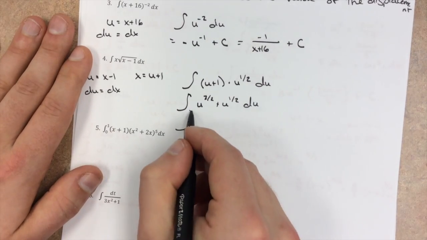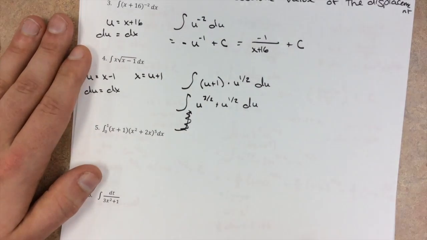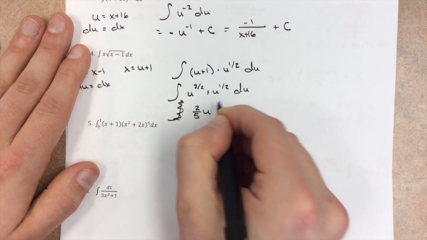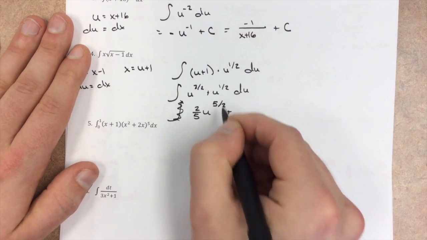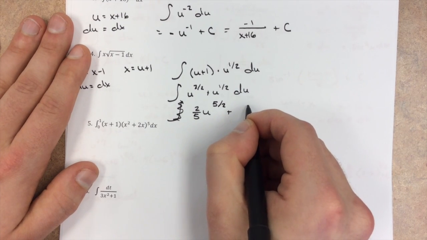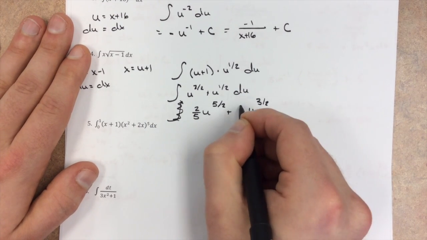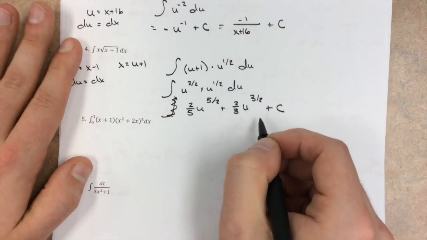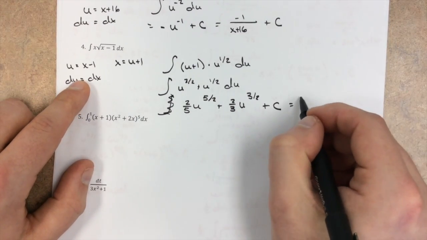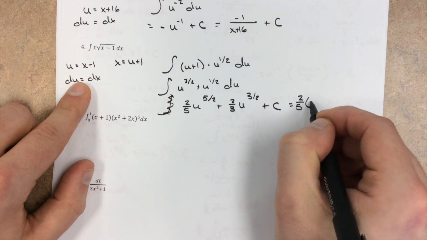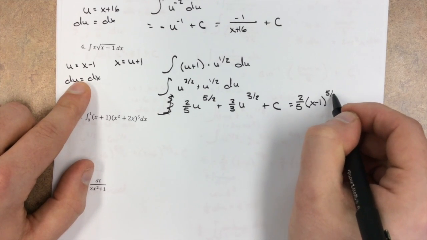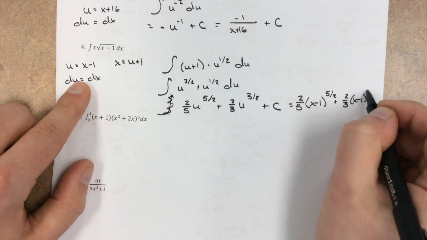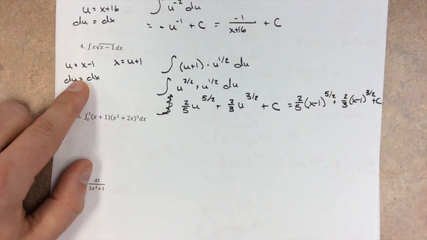Now I can integrate that. When I integrate, I don't write the integral symbol. So add 1, so that's 5/2, so 2/5 u to the 5/2 plus add 1. So I have u to the 3/2 multiplied by the reciprocal in front plus c. Now I just sub back in what u is. So I have 2/5 (x minus 1) to the 5/2 plus 2/3 (x minus 1) to the 3/2 plus c.